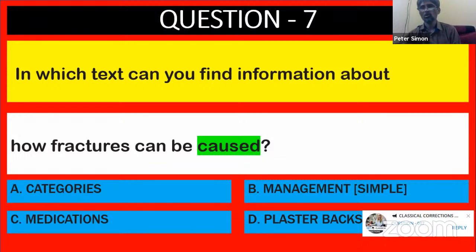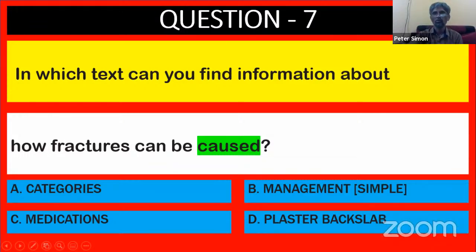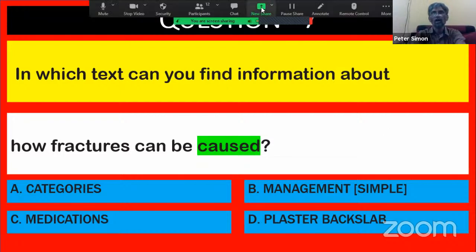So we have understood now how to do multiple choice questions 1 to 7 without reading. We understood how to do multiple choice answers without reading.